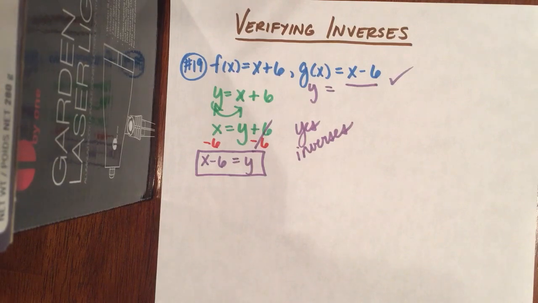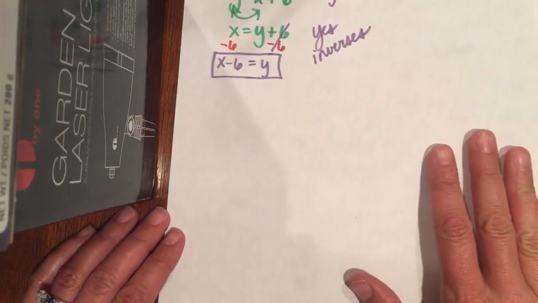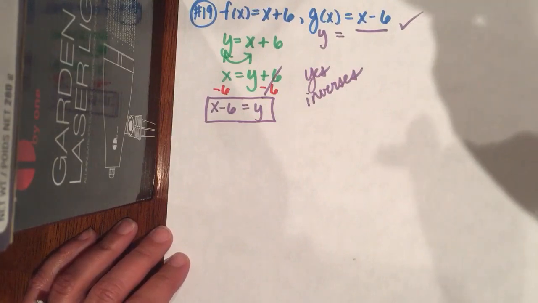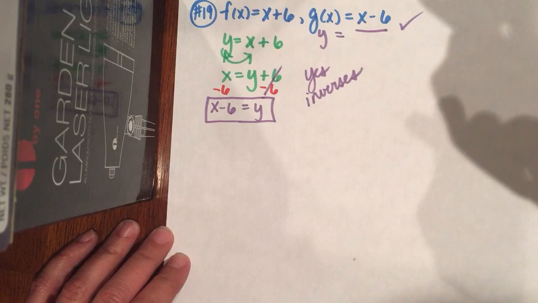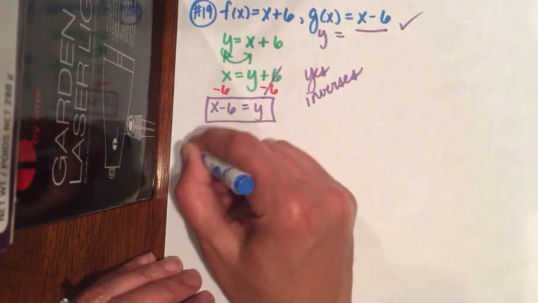Okay? Now, sometimes they won't be. But in this case, I believe on this worksheet, they will all be inverses. You just have to verify that they are, in fact, inverses. So let's do one more. And I'm looking at one we can do. Let's do 22. That looks like a fun one, as you guys would say.